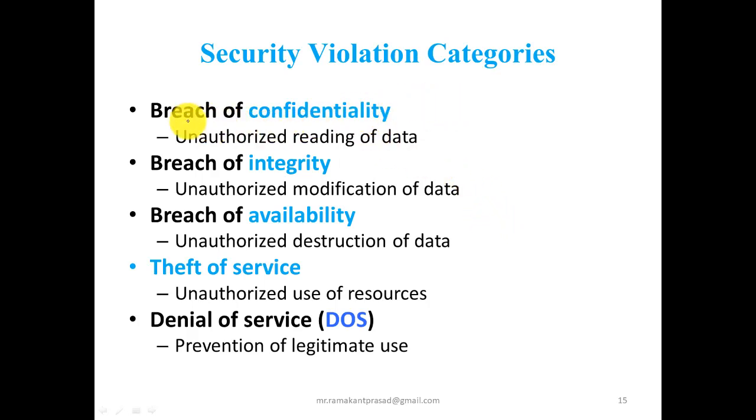Security violation categories include confidentiality. This is important from an exam point of view. Confidentiality means unauthorized reading of data. Integrity means unauthorized modification of data, and availability means unauthorized destruction of data. So this is a very confusing term, study it carefully. Confidentiality means unauthorized reading of data, integrity means unauthorized modification of data, and availability means unauthorized destruction of data.